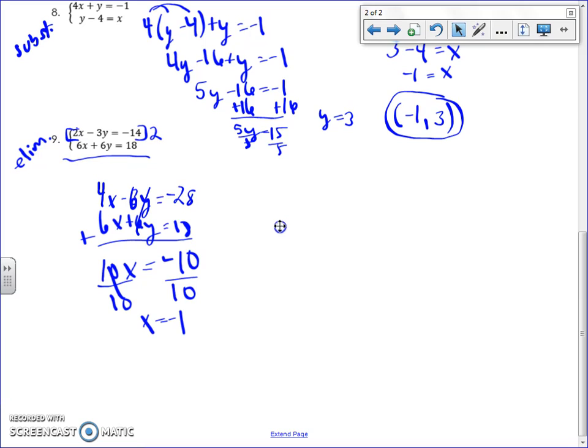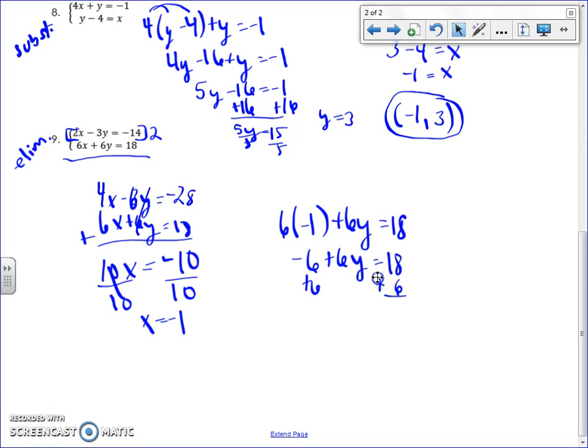Then you're going to plug it into one of your equations. So I'm just going to plug it into the second equation. 6 times -1 plus 6y equals 18. -6 plus 6y equals 18. Add 6 to both sides. I get 6y equals 24. Divide by 6. Divide by 6. Y equals 4. So my solution for this one would be -1, comma 4.